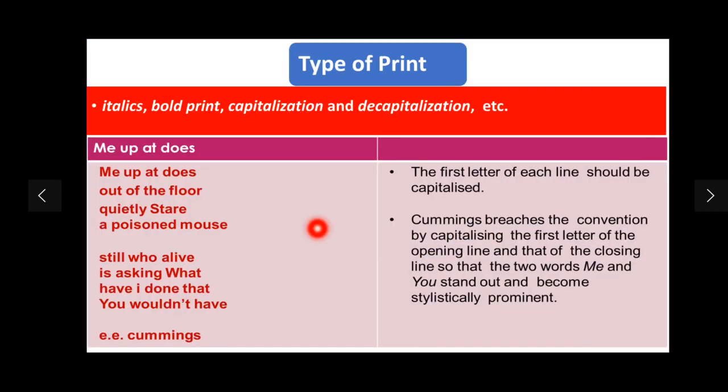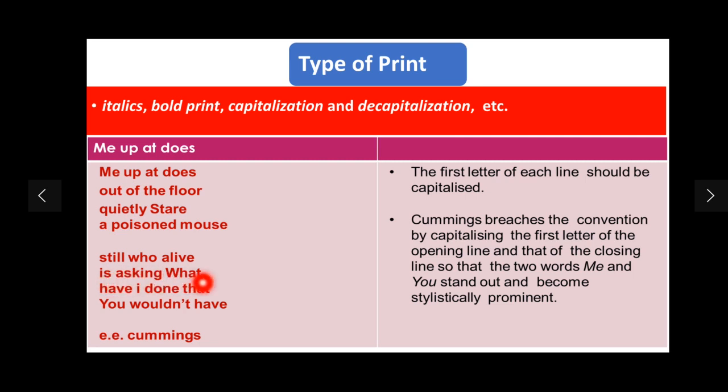Look at the poem once again, Me Up at Does. Who is saying? The poet says, out of the floor quietly stare. And now Stare has been capitalized because the poet is staring, so it's a human being. That's why he is giving importance to himself. That's why the S is capitalized. Stare. A poisonous mouth. Still, who alive is asking, what have I done?